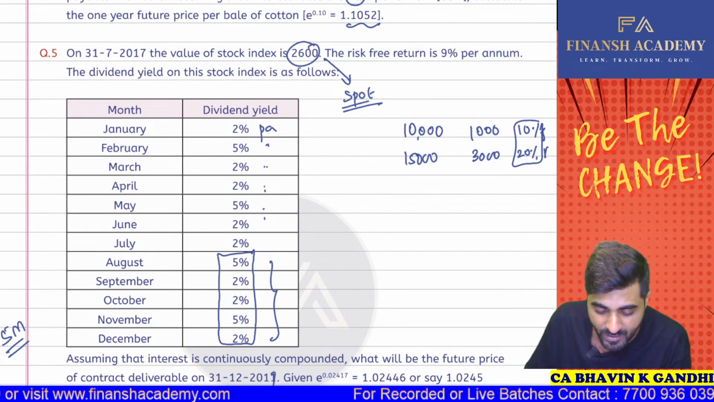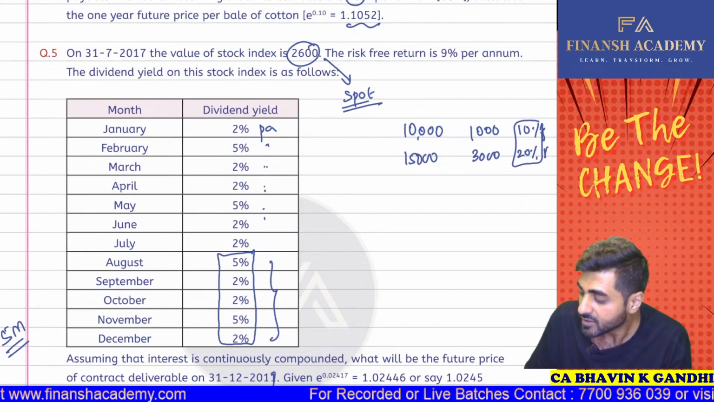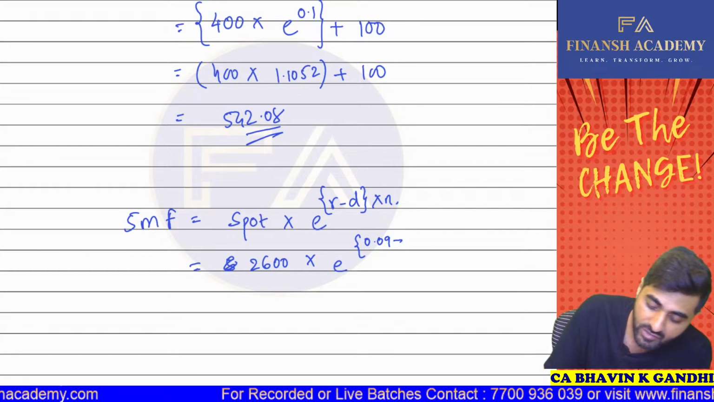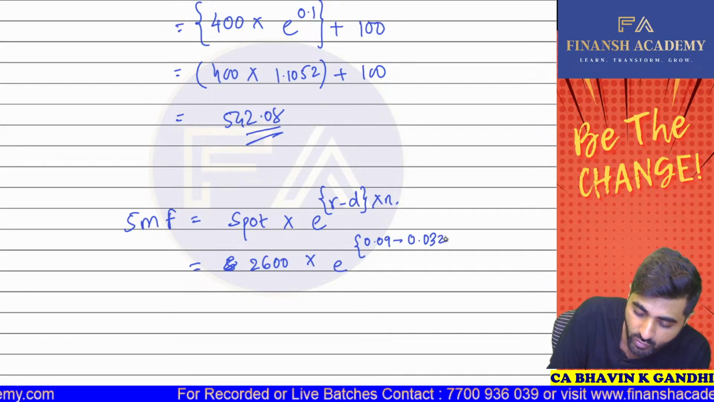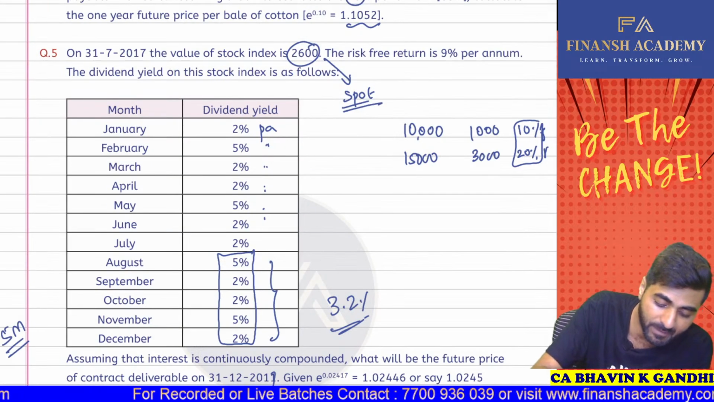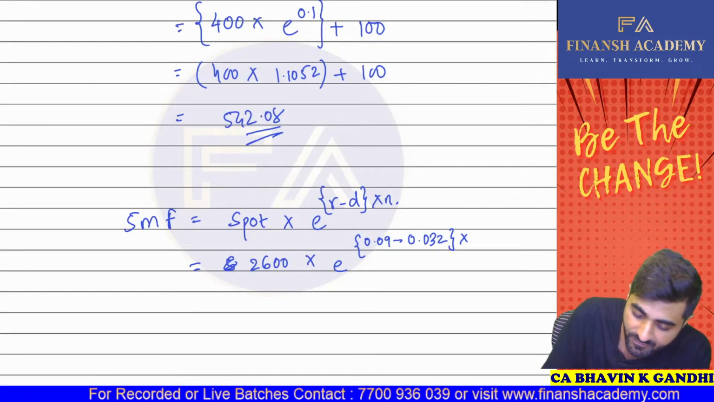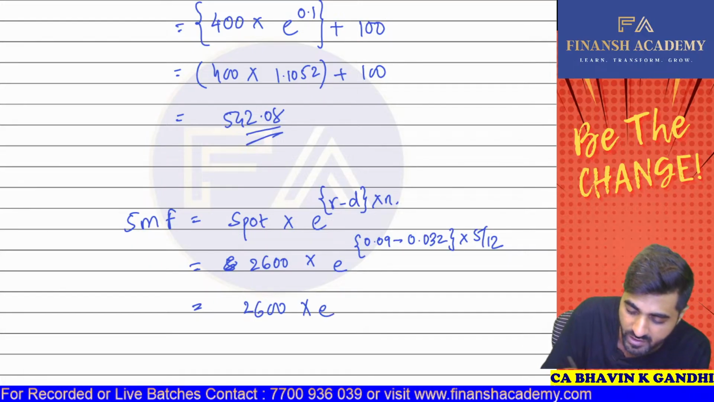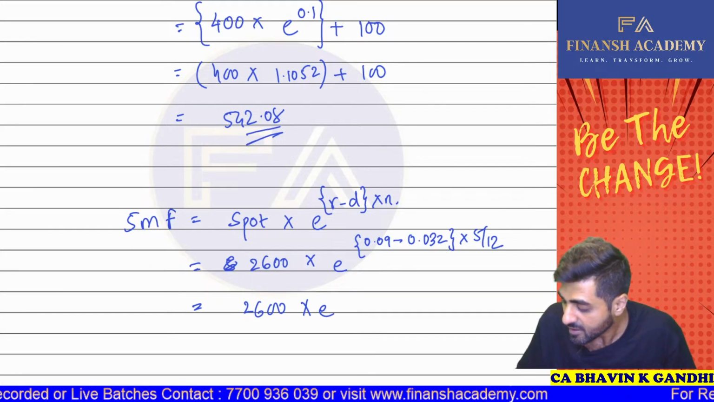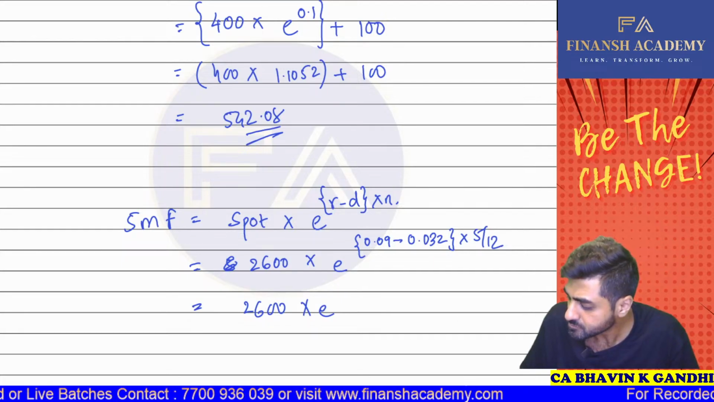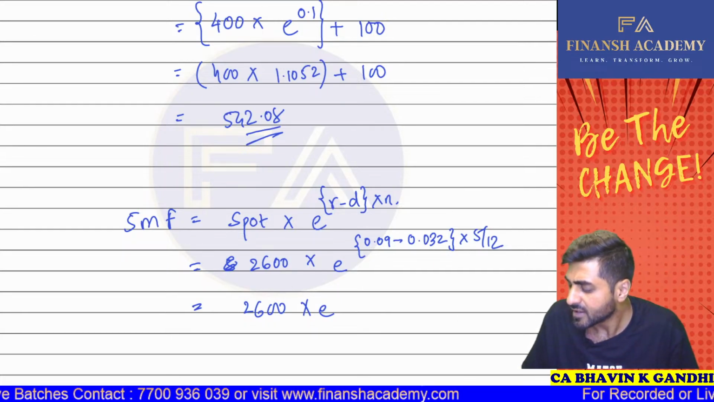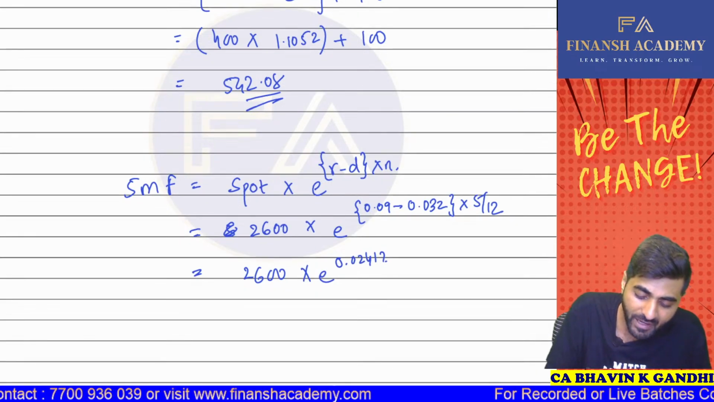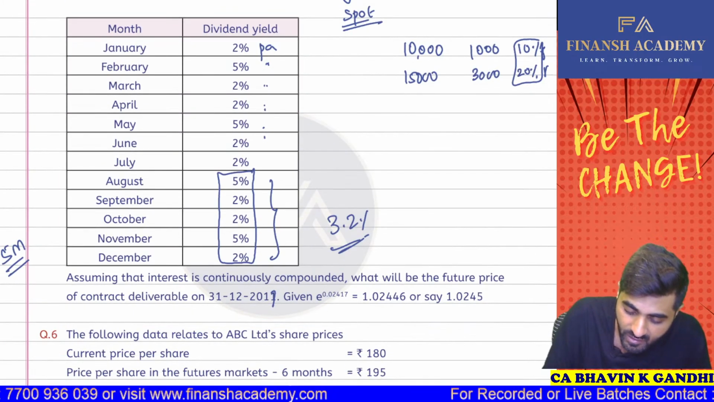So 5 plus 2 plus 2 plus 5 plus 2, divide that by 5. So that turns out to be 3.2%. So this is your average, 3.2%, so 0.032. And this I need to multiply by 5 divided by 12, right? So this is how I'll be calculating this. So this is 2600 into e raised to the power (0.09 minus 0.032) into 5 divided by 12. This will give you 0.02417.